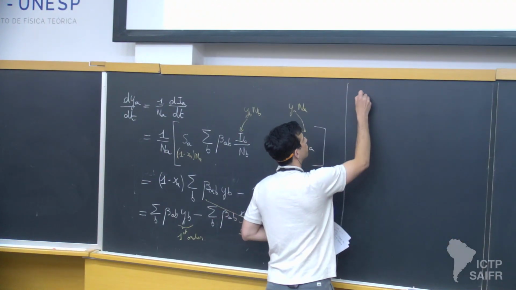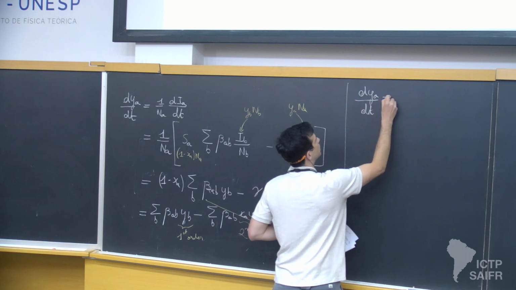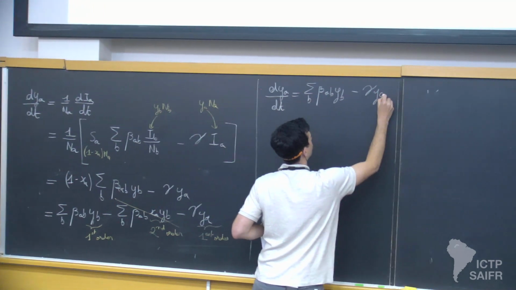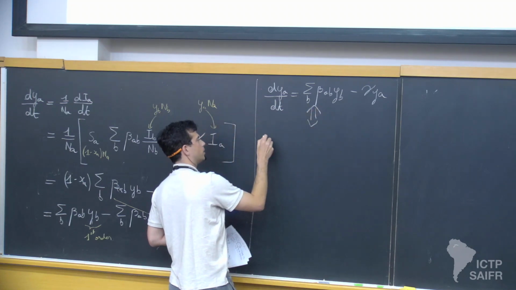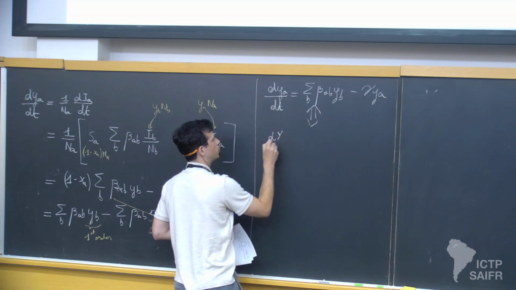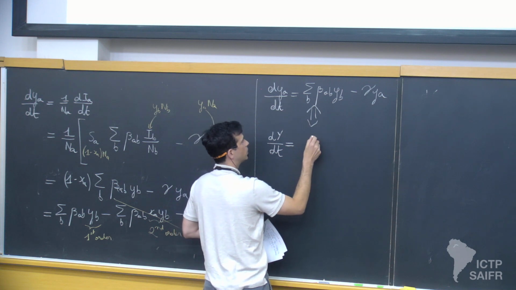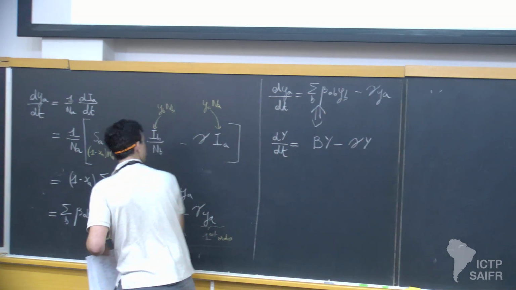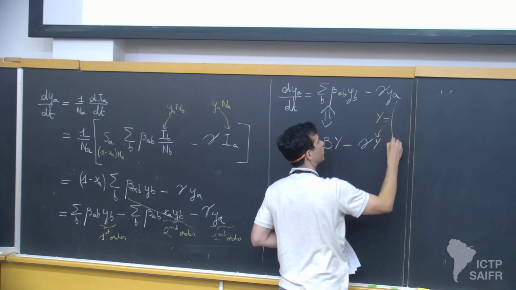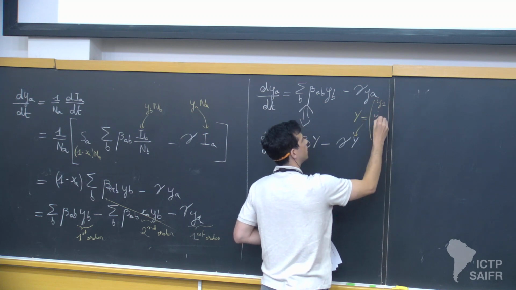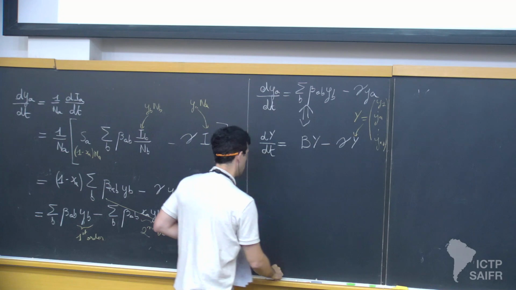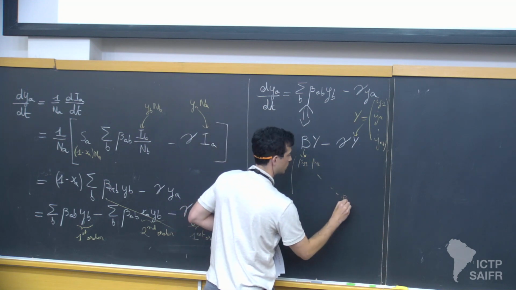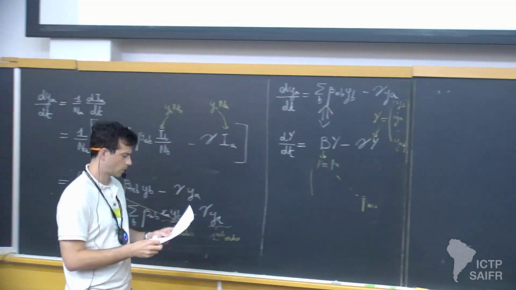So you have in the end dY_A over dt is equal to sum over B of beta_AB Y_B minus gamma Y_A. And you can also write it in vector notation as something like this: dY over dt is equal to matrix B times Y minus gamma Y. Here Y is a column vector, Y_1, Y_A, until the last community, and this matrix is the matrix which has beta_11, beta_12, and all of the betas. Okay, so we've done that.